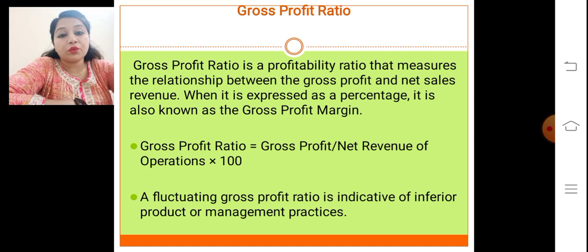And the formula to calculate gross profit ratio is gross profit upon net revenue from operation multiplied by 100, because it has to be calculated in percentage. And regarding the ideal gross profit ratio, a fluctuating gross profit ratio is indicative of inferior product or management practice.